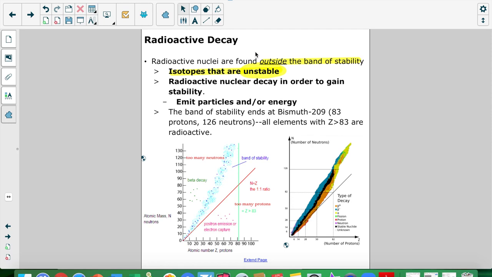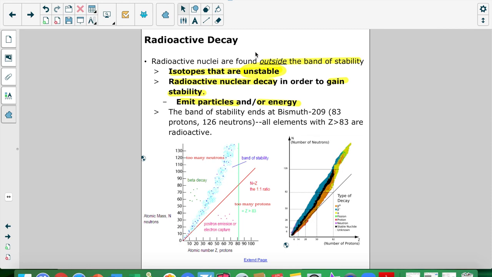When an isotope is unstable, it undergoes radioactive nuclear decay. Why does it do that? Because it wants to gain stability. The isotope's nuclei want to be stable, but if they're unstable, they will release decay and they will try to become stable eventually. What is that radioactive decay? Those are the particles that we're going to learn next, alpha, beta, positron emission, etc., that the atom releases, or the energy that it releases, like the gamma radiation.